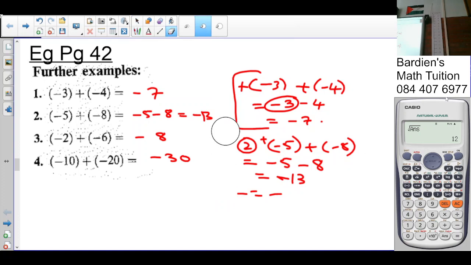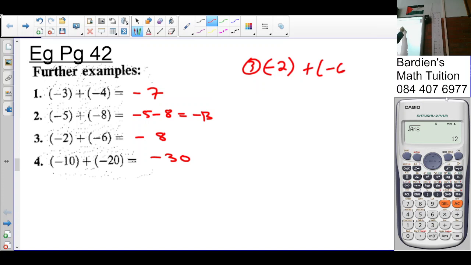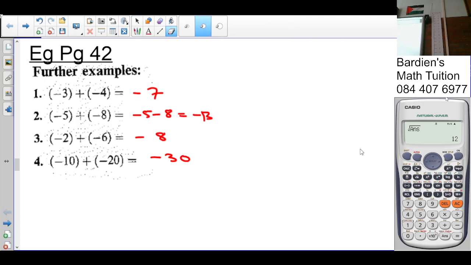So you do number 3 for me now. Number 3 says negative 2 plus negative 6. So what's positive times negative? Negative. On your number line, negative 2 minus 6 is what? Negative 8. Now do number 4. Sir, I understand. Oh, now you understand. Okay, nice. Who else doesn't understand? Oh, you all understand now? Okay.